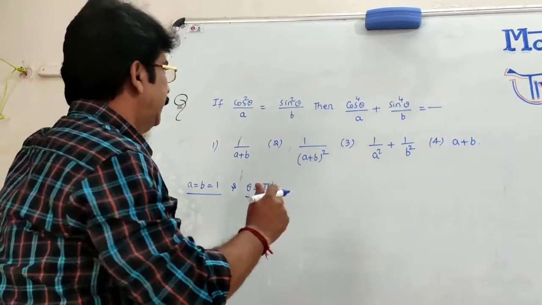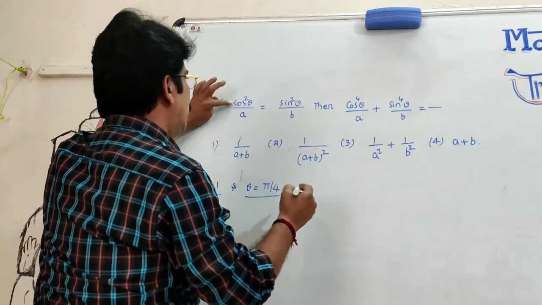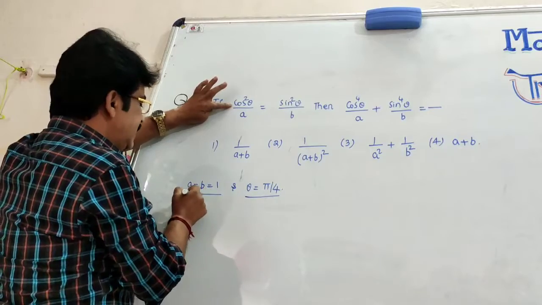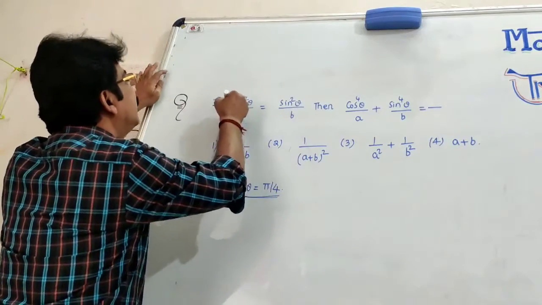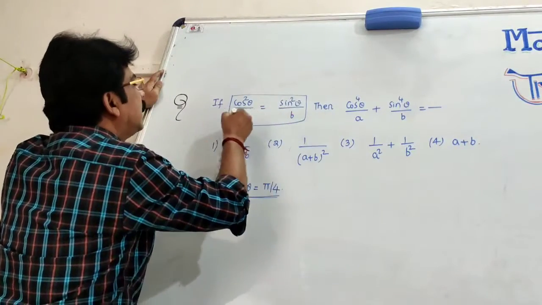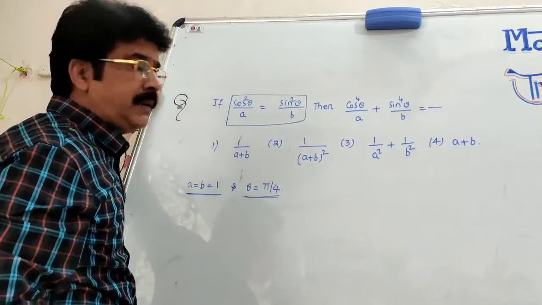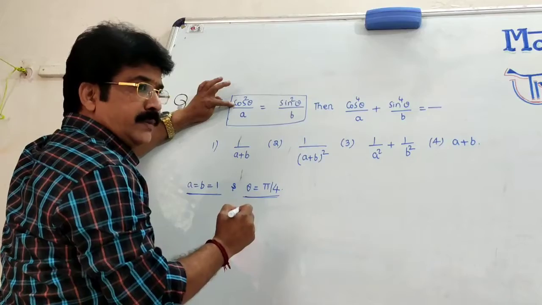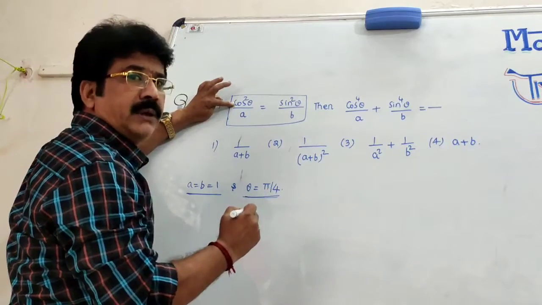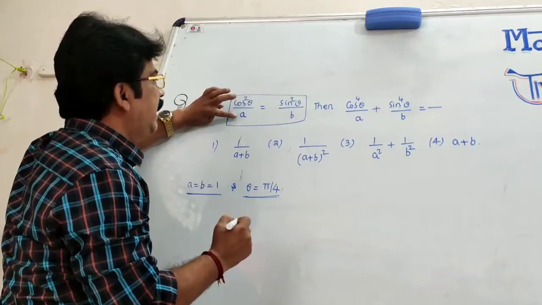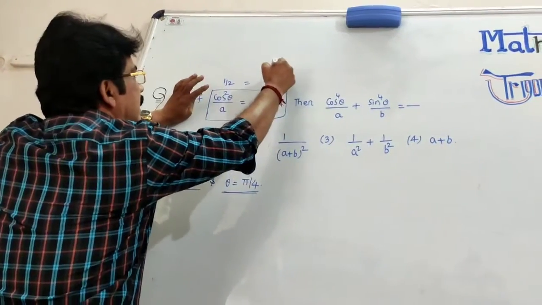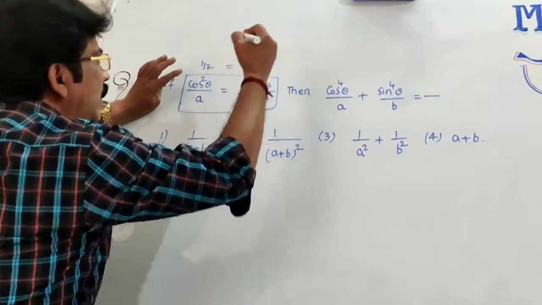Understand? Right. Next, actually, these values should satisfy the given condition cos square theta, so verify yourself. Theta equal to pi by 4. Cos pi by 4 is 1 by root 2. 1 by root 2 whole square is what? 1 by 2. 1 by 2 divided by 1 is 1 by 2. Similarly, this RHS side is also 1 by 2.